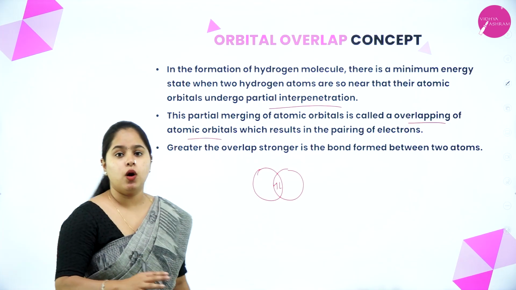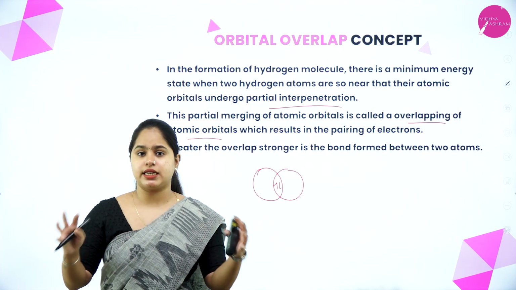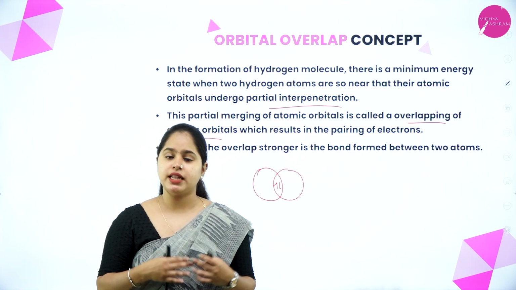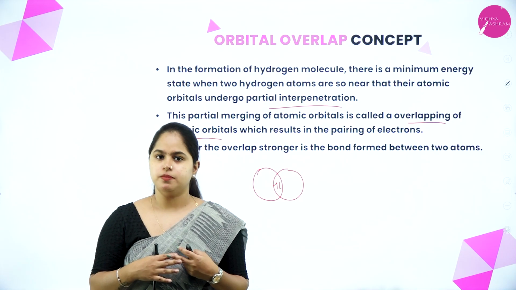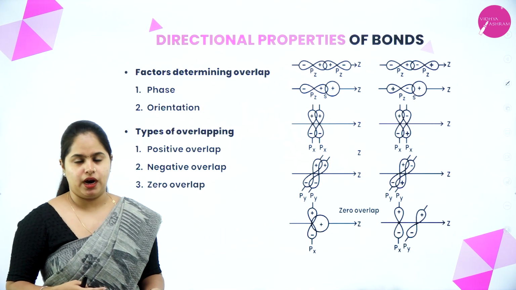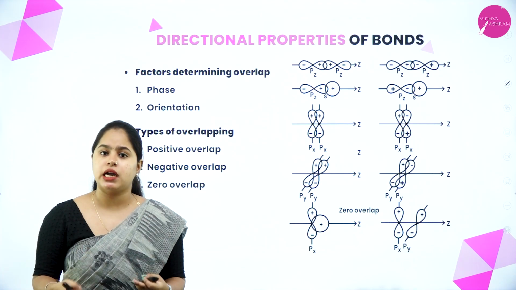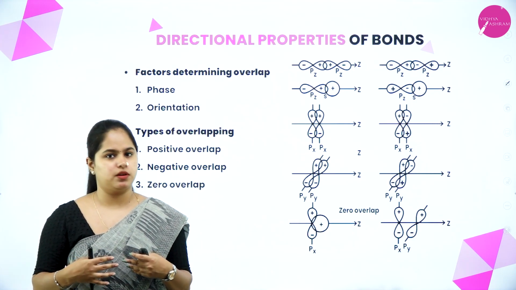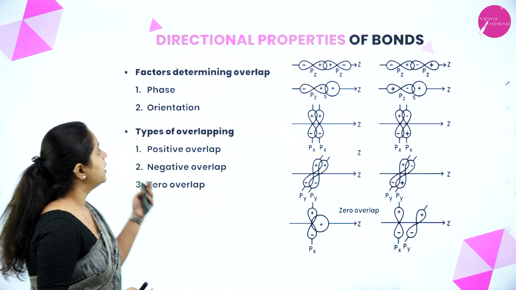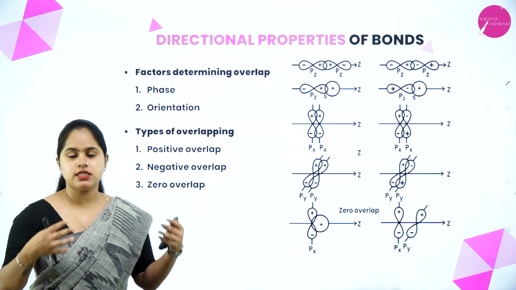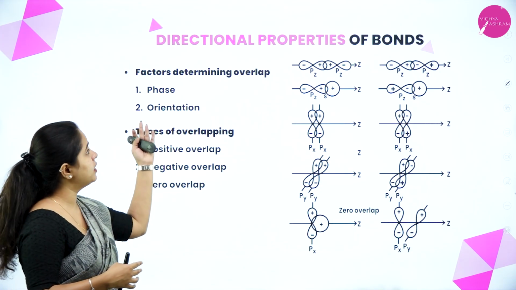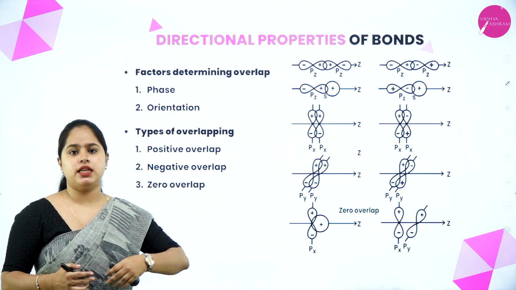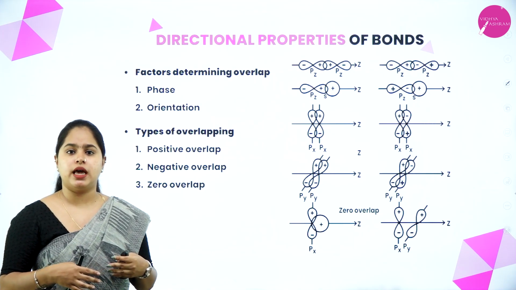So I hope the overlapping concept is clear for you, how exactly the atomic orbitals are overlapping and forming a chemical bond, and thereby the atoms combine and form the molecules. Yes, it is clear. So now moving on to the next part, we are going to discuss the different types of overlapping that is possible. Right? We understood how the atomic orbitals will be overlapping. Now we are going to discuss the different types of bonds, that is, different types of overlapping that is possible, and the directional properties of the bonds we will be discussing here. So the factors determining the overlap. So which type of overlapping is possible?